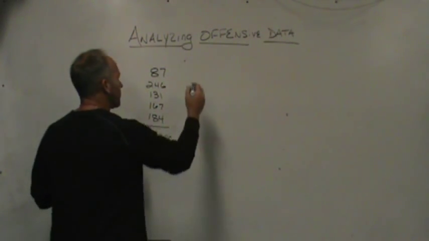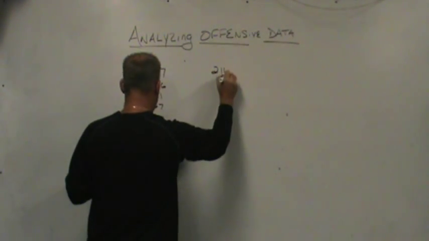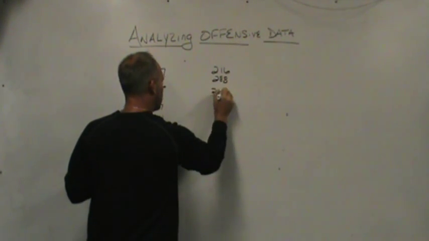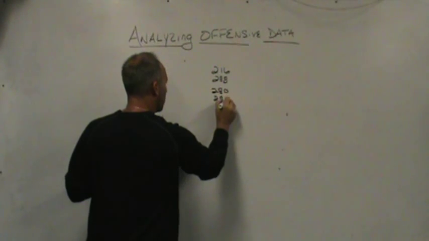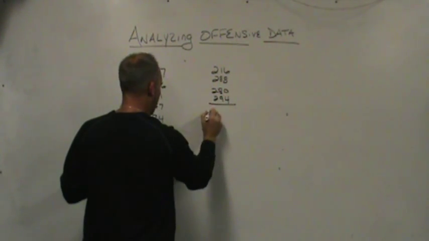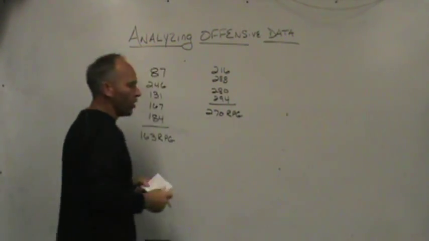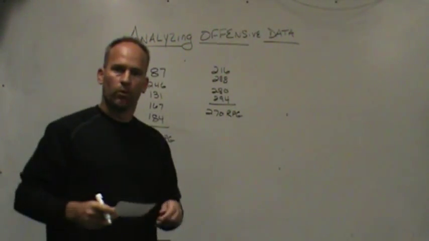In our 4 wins, okay, we had 216, 288, 280, and 294, all right, for an average of 270 rushing yards per game, okay?